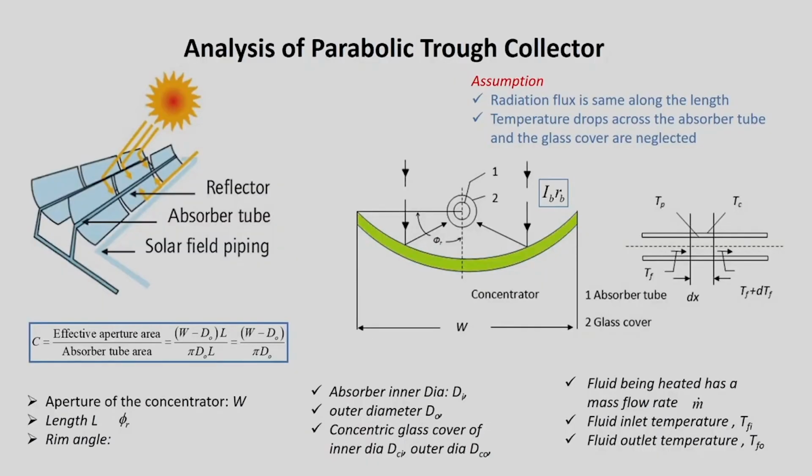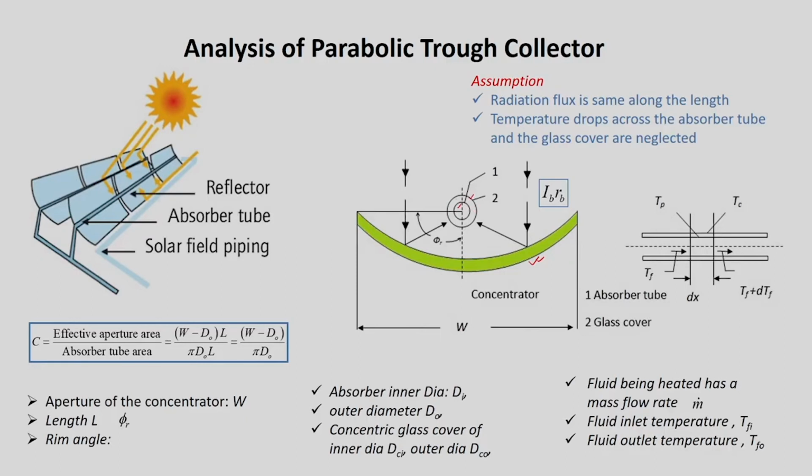So now let us pay attention to the analysis of the parabolic trough collector. Let us consider this configuration. We have the solar field, then the absorber tube, and then the reflector. If we take a section, it appears like this. This is the concentrator, and this is the receiver system. The receiver system includes the absorber tube plus this glass cover, which is placed concentrically, and vacuum is maintained in between these.